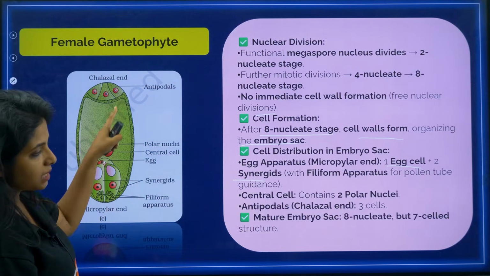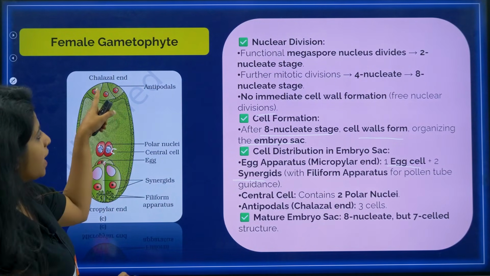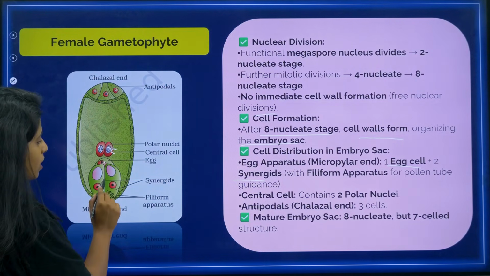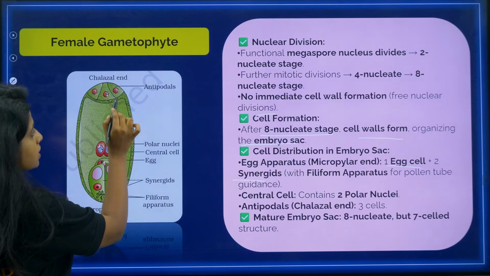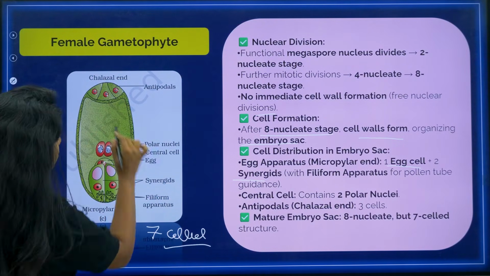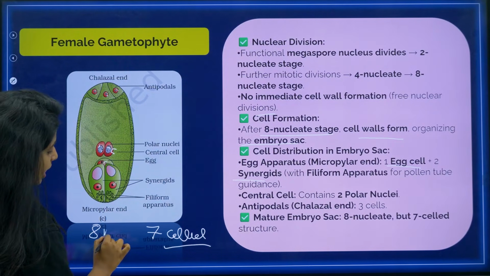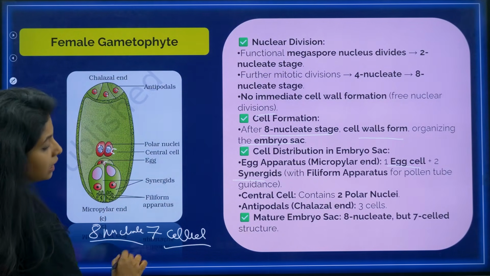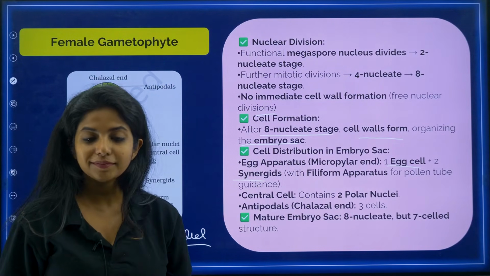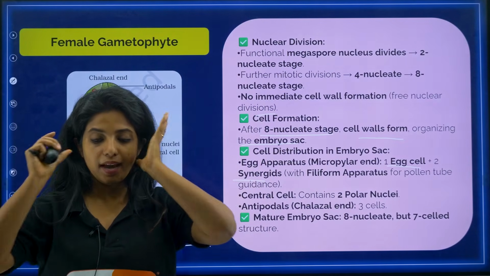Okay, now there will be a central cell, which contains 2 polar nuclei that you can see over here. Then there will be antipodal cells at the chalazal end. Okay, if you see at the end, how many cells do you have? 1, 2, 3, 4, 5, 6, and this whole thing, that is 7 cells. But how many nuclei do you have? 1, 2, 3, 4, 5, 6, 7, 8 nuclei you have. So you call this condition 8 nucleate but 7 celled condition. This is the condition of the female gametophyte. And with this we complete the female part as well.